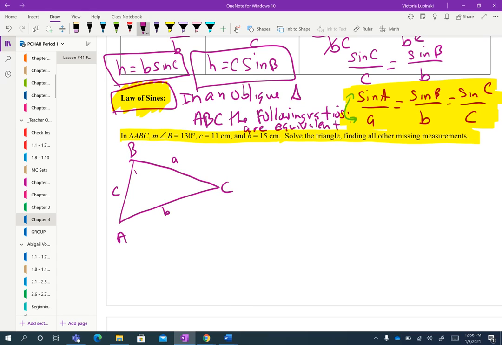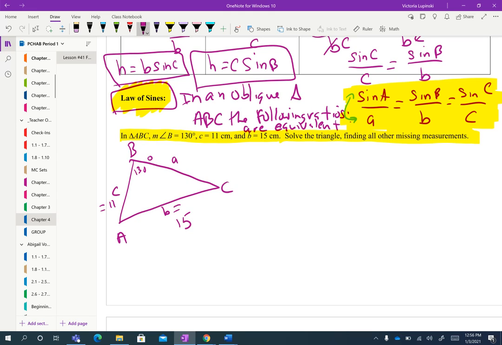They're telling you that the measure of angle B is 130 degrees. So that actually should look obtuse, but it's okay if they're not necessarily drawn to scale. We know that C is equal to 11 centimeters, and we know that B is equal to 15 centimeters. So lots of good information here.